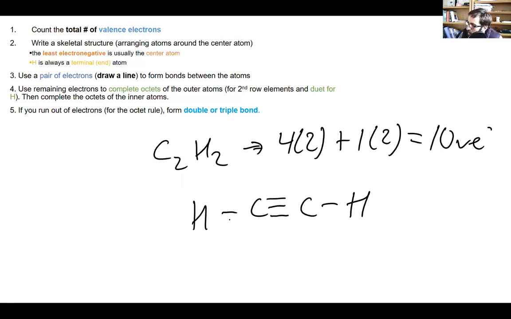Let's check it. Hydrogen has 2, hydrogen has 2, carbon 2, 4, 6, 8. Good. Carbon, 2, 4, 6, 8. Octet rule satisfied. Total number of electrons satisfied. 10 electrons here. 2, 4, 6, 8, 10. So we're good. A few more, guys.